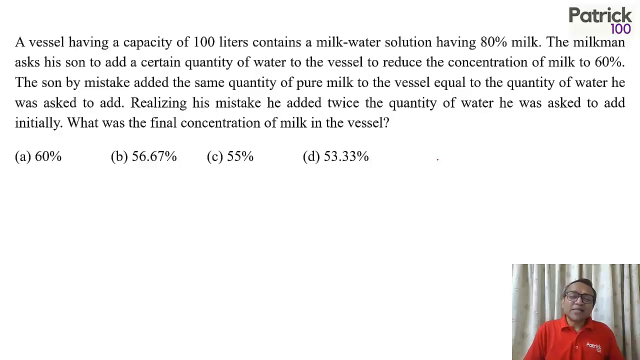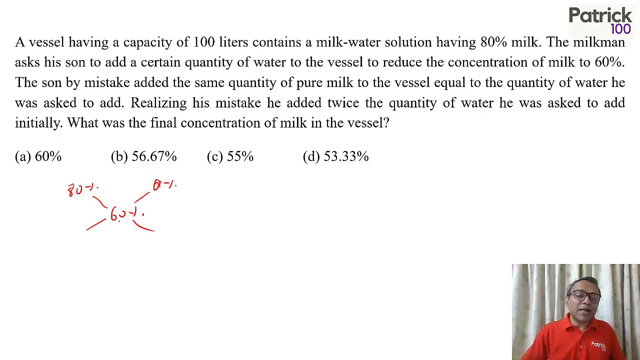A vessel having capacity of 100 liters contains a milk water solution of 80% milk, and you want to make it 60%. Whenever you're mixing two things and an average is given to you, alligation is a good method. So you have 80%, you want to make it 60% by mixing water, that means 0% milk.